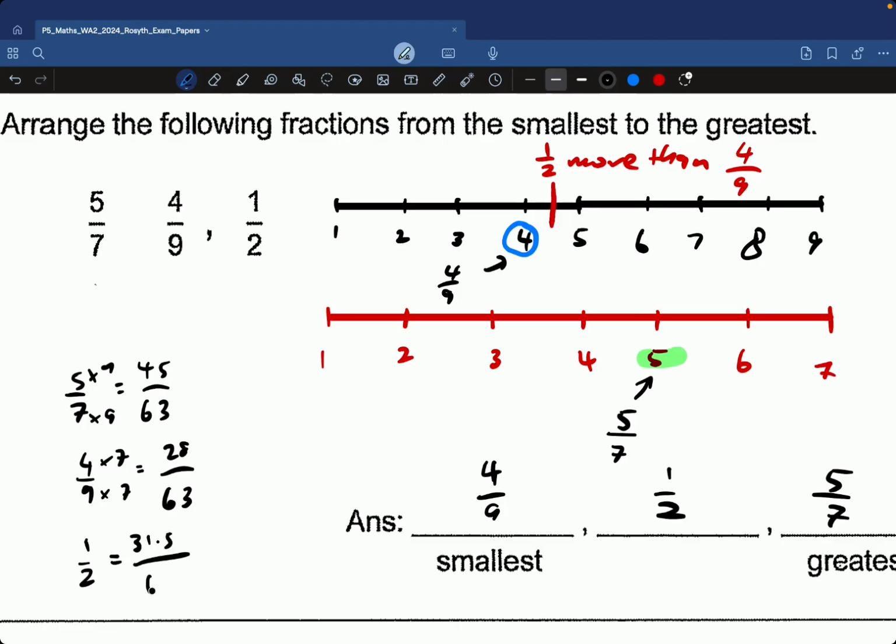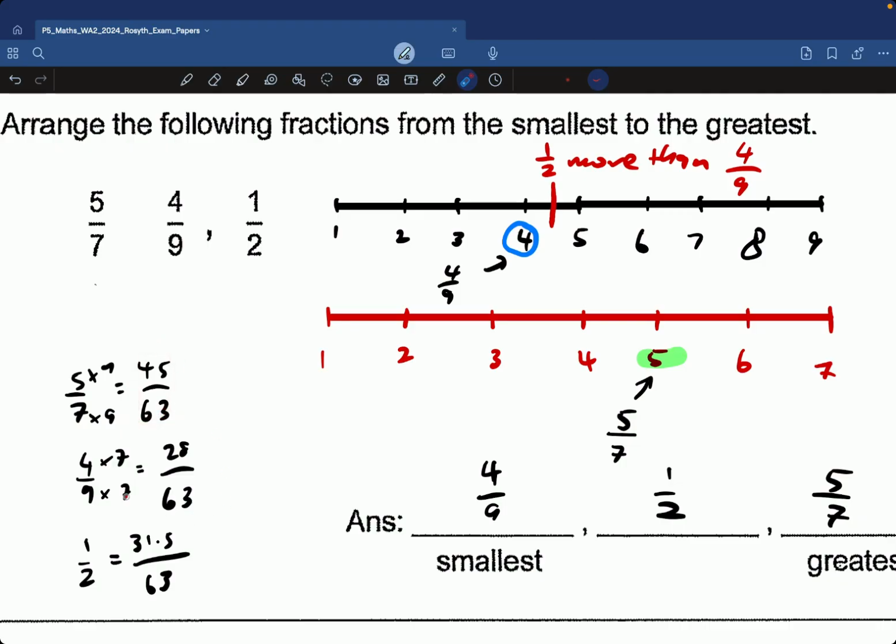31.5 out of 63. So in essence, you could see that it's also the same result. You know that 4 over 9 is 28 out of 63, which is smaller than half, which is 31.5 out of 63. Comparing to this, you will see that half is in the middle. 28 is smaller, and 45 out of 63 is the larger one, right?